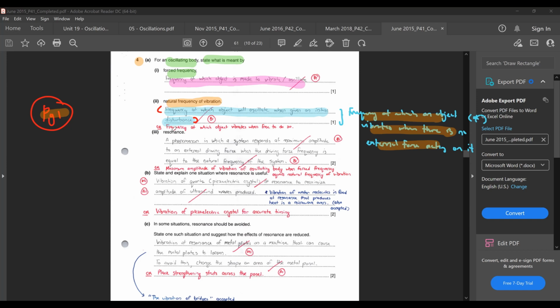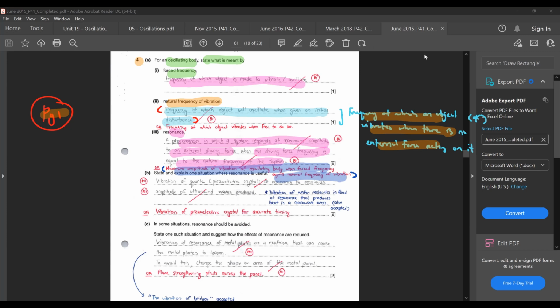Now, for 3, what is resonance? It's a phenomenon in which a system responds at maximum amplitude to an external driving force when the driving force frequency is equal to the natural frequency of the body. If this one feels like too much to remember, just say maximum amplitude of vibration of the body when forcing frequency equals natural frequency of vibration. This is actually the simplest it can get, right?